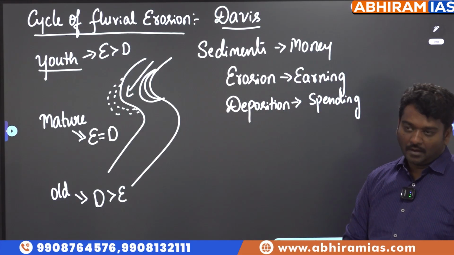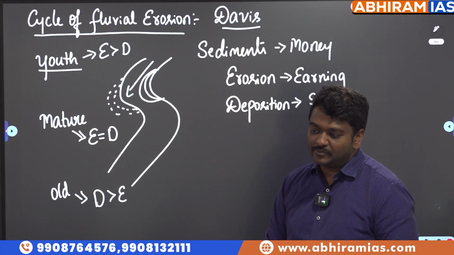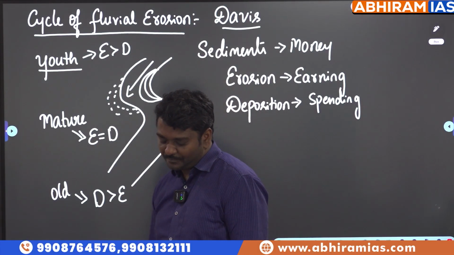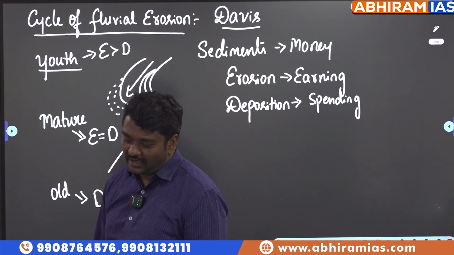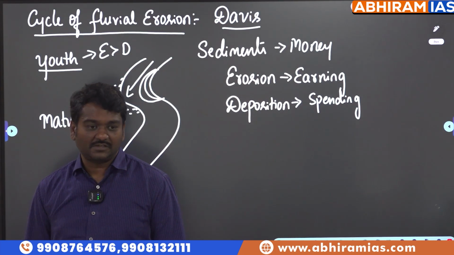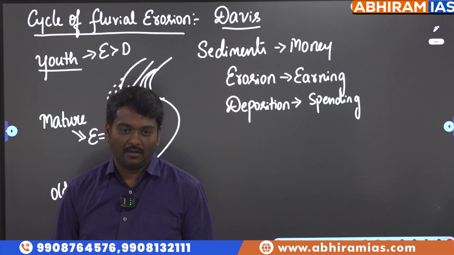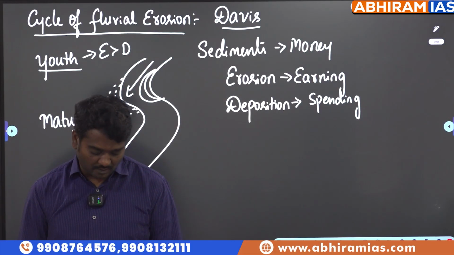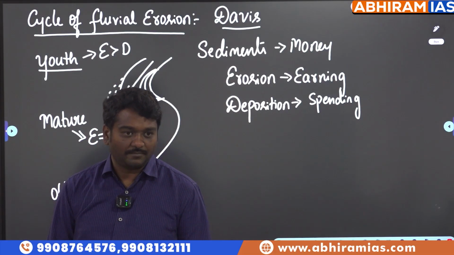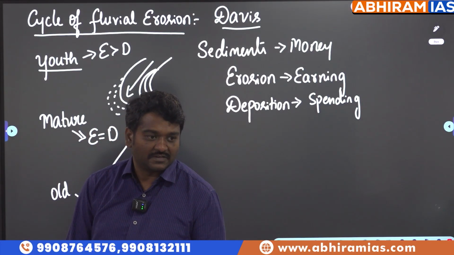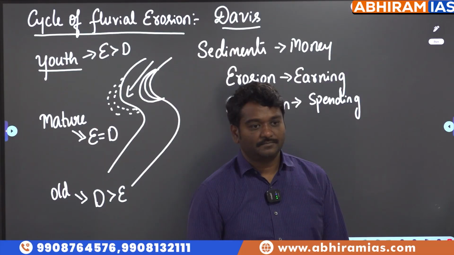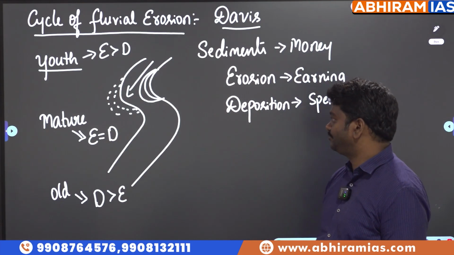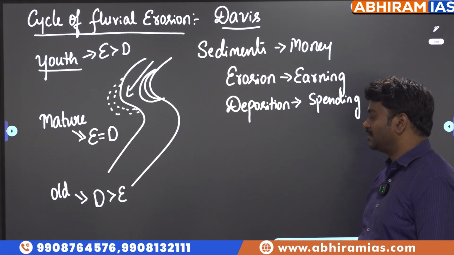Youth stage, hyphen. Wherever there is steep slope, comma, rivers will follow straight course, C-O-U-R-S-E, course, and there will be more erosion compared to deposition.